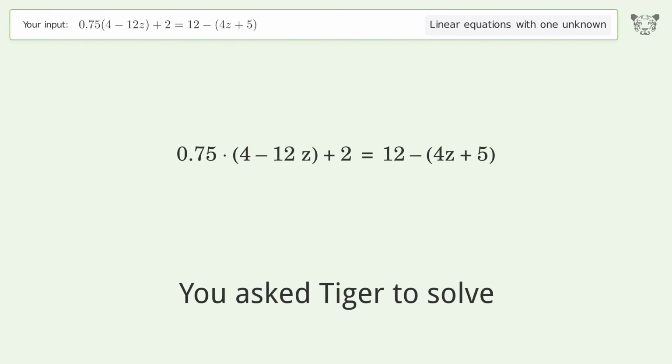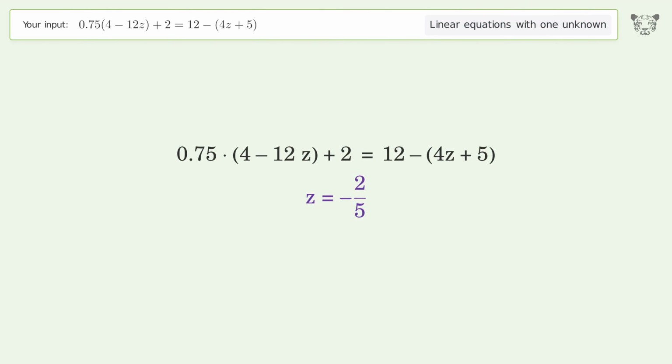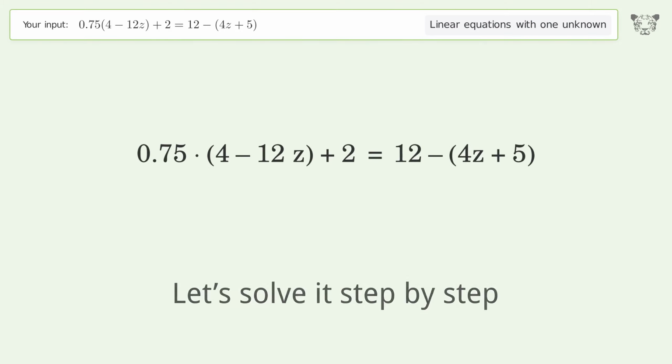You ask Tiger to solve this. This deals with linear equations with one unknown. The final result is z equals -2/5. Let's solve it step by step.